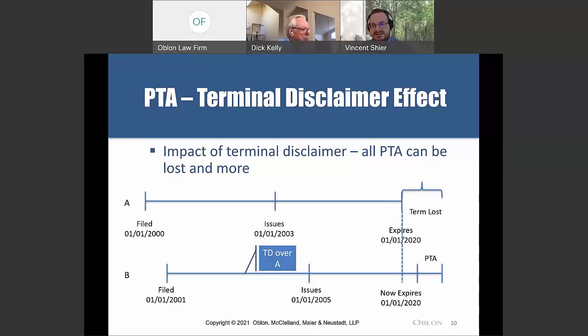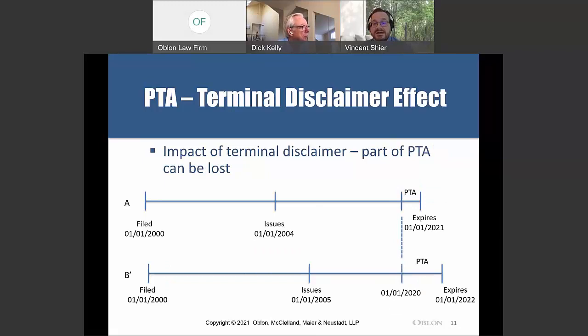And the rationale behind this is that it's squarely within the scope of the section of the U.S. Code related to disclaimers that you disclaim all of the period of 154 that extends beyond. And 154, as we said earlier, includes PTA.